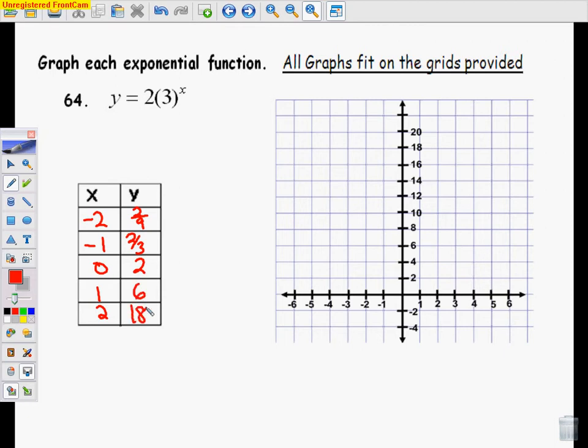Now because I noticed that we were dealing with all positives on our y values, notice again that I only dealt with quadrants 1 and 2. Okay?